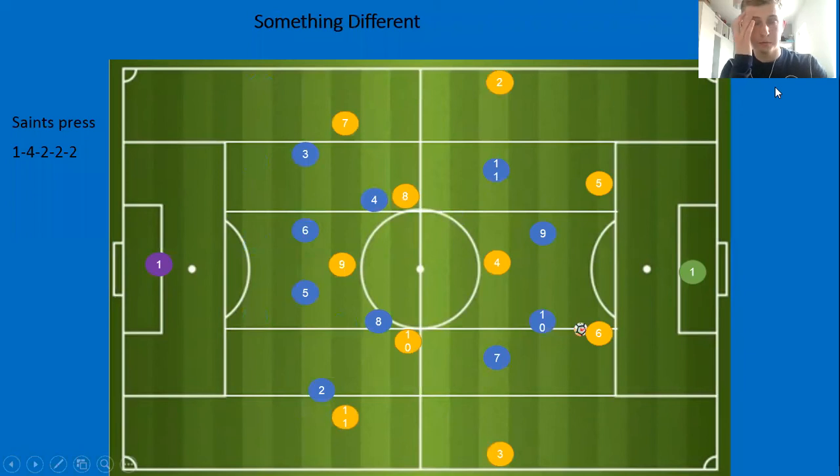And just something different, and I actually put this on before the City-Liverpool game yesterday, because I watched the Southampton game on Friday, and they play with a 4-2-2-2, mostly out of possession.